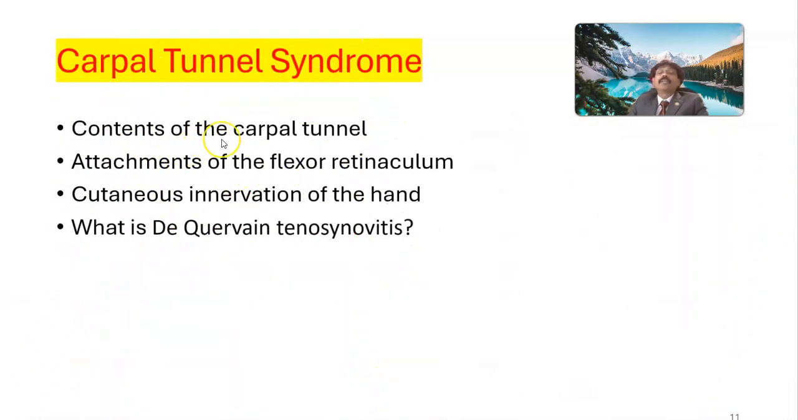Carpal tunnel syndrome: contents, we discussed, 9 tendons, 1 nerve. Attachment of flexor retinaculum: medially to the pisiform and the hamate, laterally to the scaphoid and the trapezium. Cutaneous innervation of the hand, we just discussed: median nerve and ulnar nerve on the palmar aspect; on the dorsal aspect, radial nerve and the ulnar nerve. On the dorsal aspect, the nail bed of the thumb, index finger and the middle finger, even part of the ring finger, is covered by the median nerve.